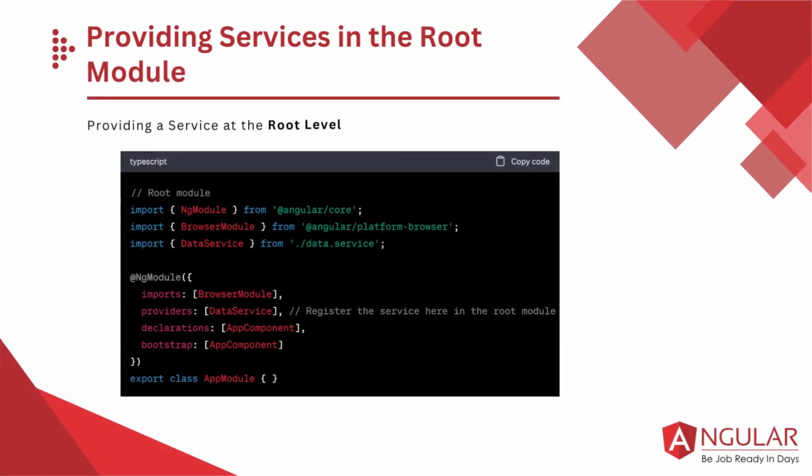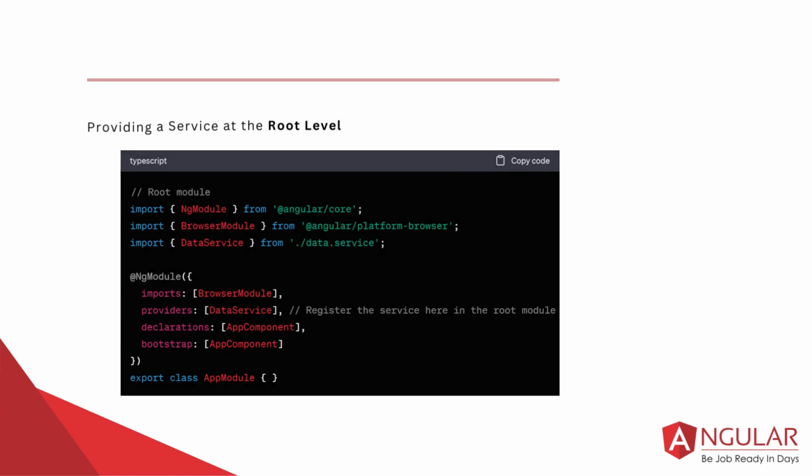2. Providing services in the root module. To ensure that the same instance of a service is available throughout the application, you can provide the service in the root module, app module, by adding it to the providers array. This makes the service a singleton, meaning it will be shared across all components and services that inject it.